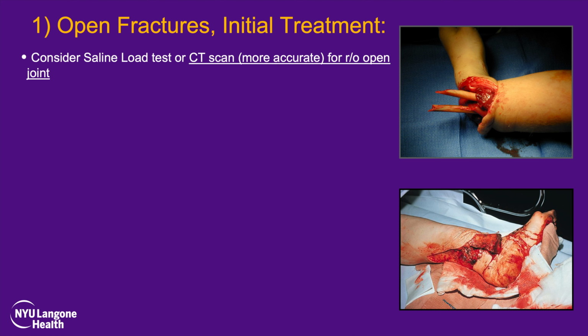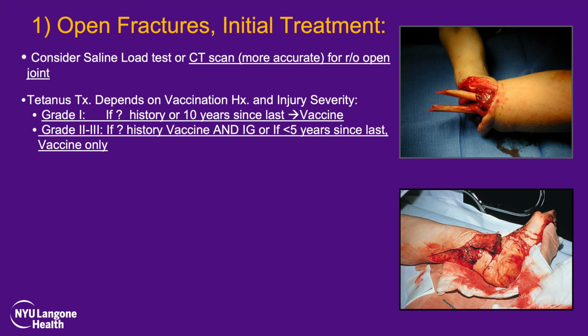Open fractures, initial treatment. You always have to consider, if we're trying to rule out an open joint, to do a saline load test or a CT scan, which has been shown to be more accurate in ruling out open joints. Tetanus treatment depends on vaccination history and the injury severity. For grade 1 injuries, if there's a question of the history of vaccination or 10 years since the last, they get the vaccine. For grade 2 and 3, if there's a question of their history, they're going to get the vaccine and immune globulin, or if it's less than 5 years since the last, then vaccine only.